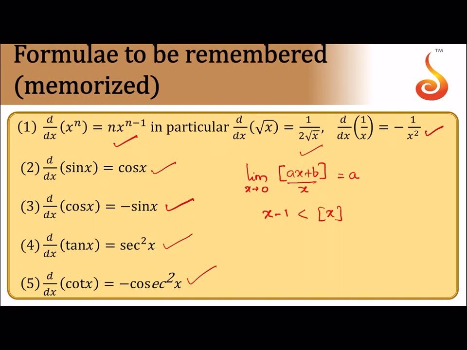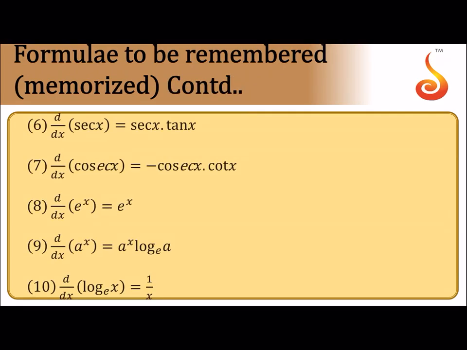So one more formula, I'll write it here for your limit which was left. Limit x tending to 0, greatest integer of (ax plus b) by x is equal to a. The most important part is that the greatest integer always lies between x minus 1 and x. Similarly, limit x tending to infinity, greatest integer of x by x will give you 1.